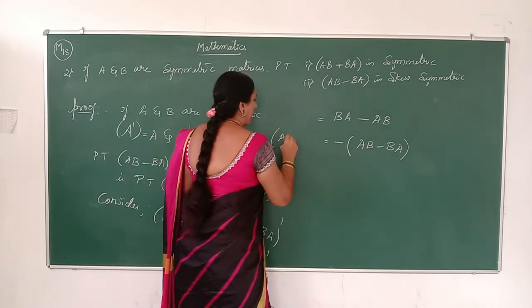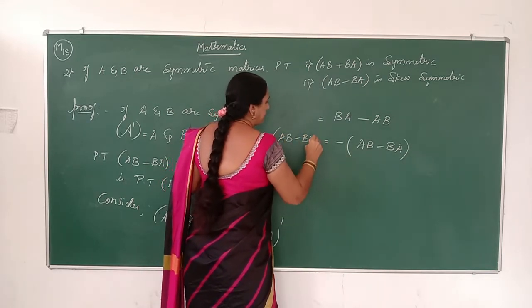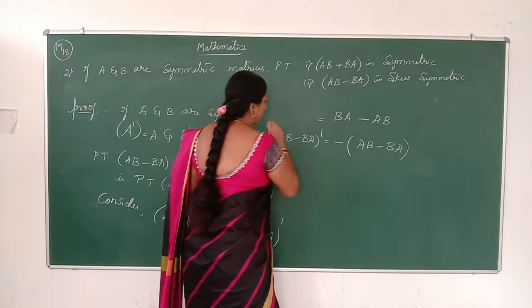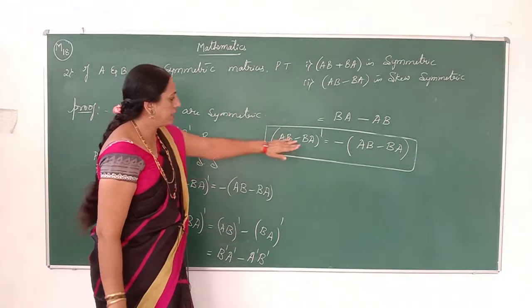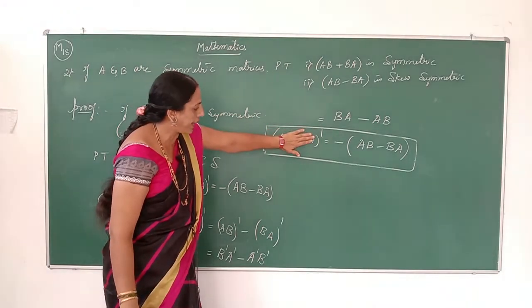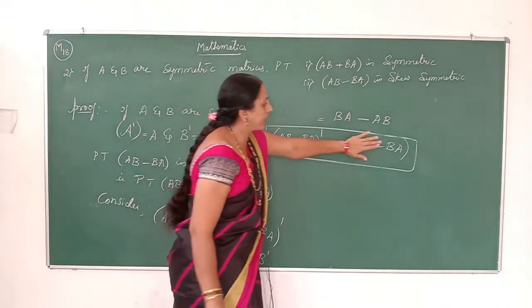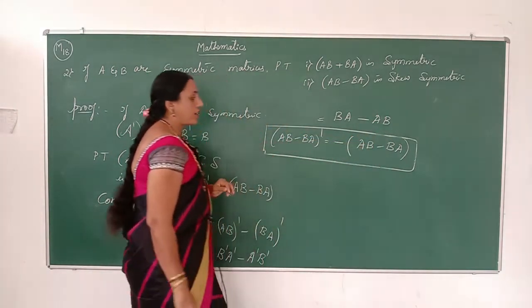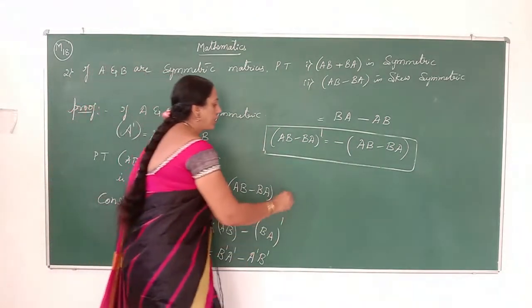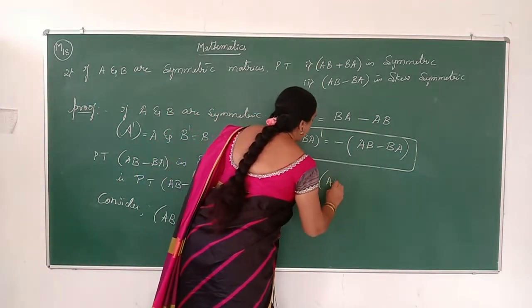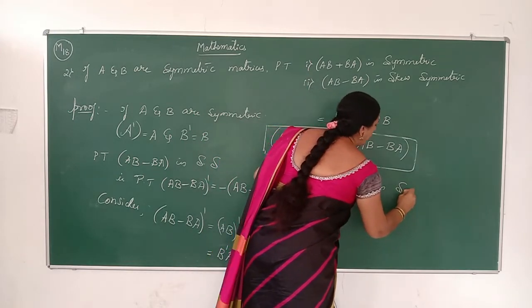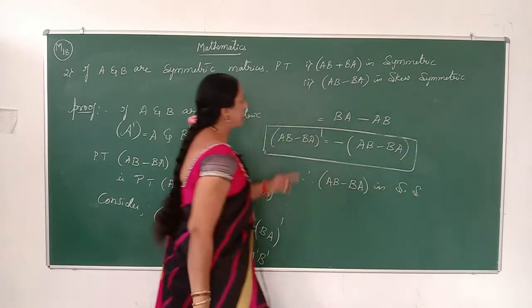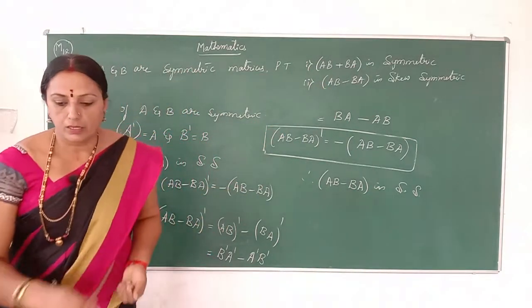Therefore, (AB minus BA) dash is equal to minus of (AB minus BA), that is in the form of A dash is equal to minus A, which is the definition of a skew symmetric matrix. Therefore, AB minus BA is skew symmetric. That is the second result of the given problem.